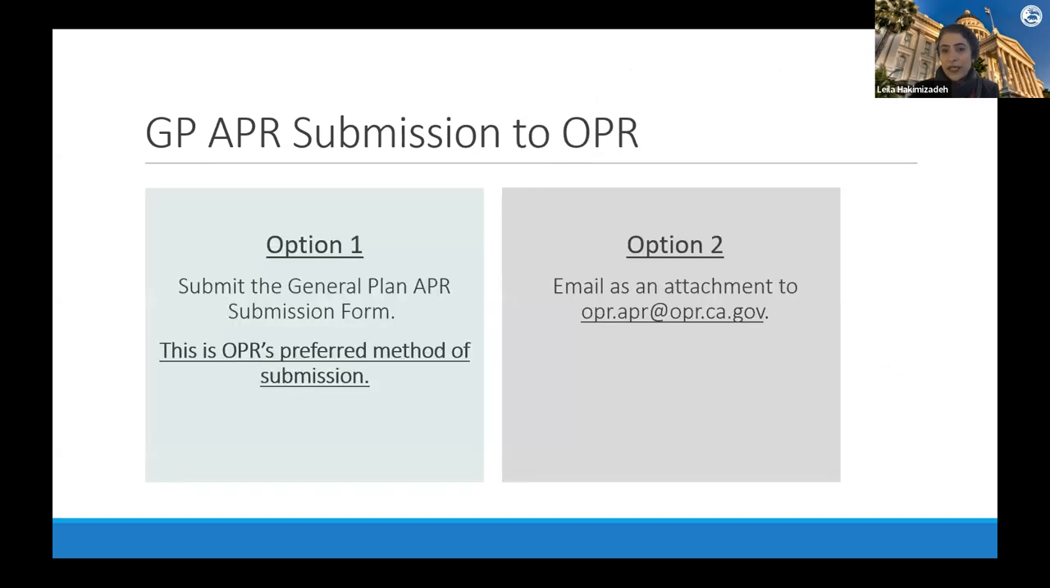There are two ways to submit the general plan APR to OPR. OPR highly recommends jurisdictions submit via the general plan APR submission form to reduce time and effort spent on the GPAPR preparation by the planning staff at OPR.